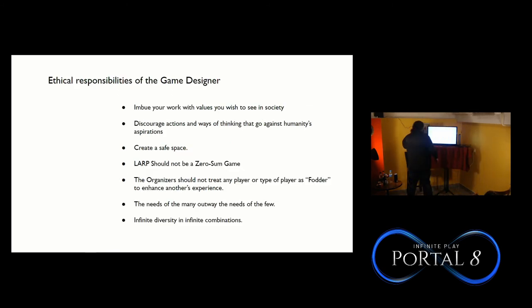So these are the ethical responsibilities I have figured out based on what I just said. As a designer, you should imbue your work with the values you want to see in humanity, in society. You want to discourage actions and ways of thinking that go against humanity's aspiration, which I think is exactly what the killers are. You want to create a safe space. This is also incompatible with killers. LARP should not be a zero-sum game. Also incompatible with killers. For a killer to feel good, somebody else needs to feel bad. This immediately makes your game a zero-sum game.